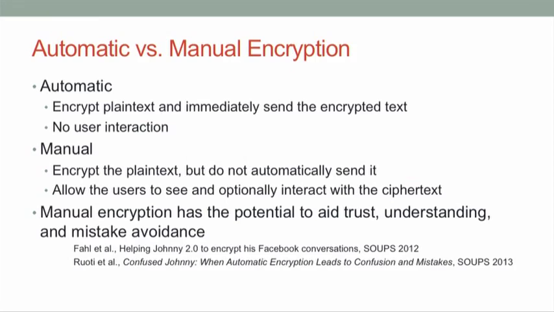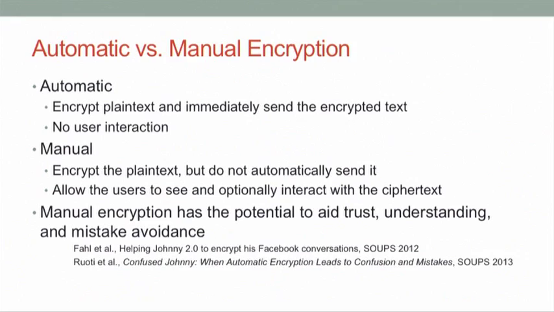But it turned out that users being able to see that process, again, we had cases where they trusted the manual encryption more than they did the tool that was doing it automatically. And once this appeared, we realized that there's some earlier work, Fahl et al., SOUPS 2012, did a Facebook encryption system, and they talked about this issue of manual versus automatic and raised this question. We saw a more concrete example of it in the work that we did, and so this caused us to think more about this.